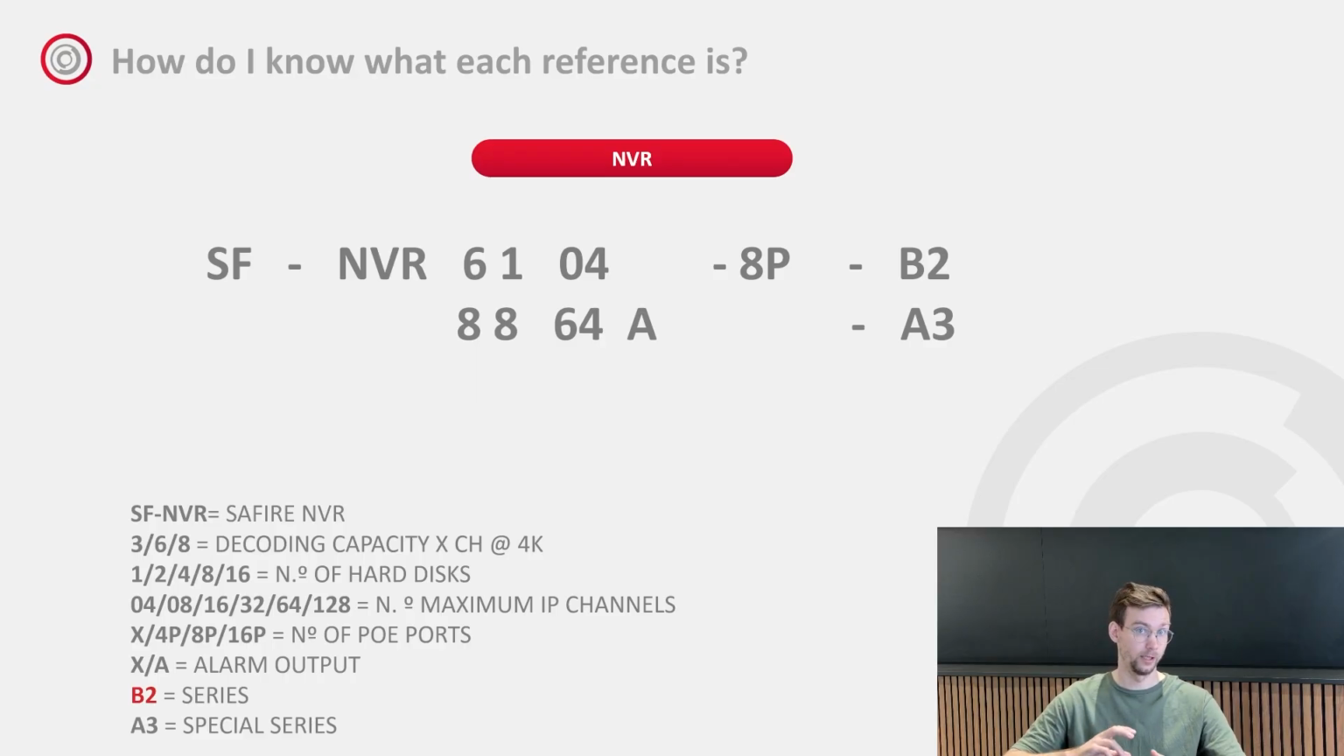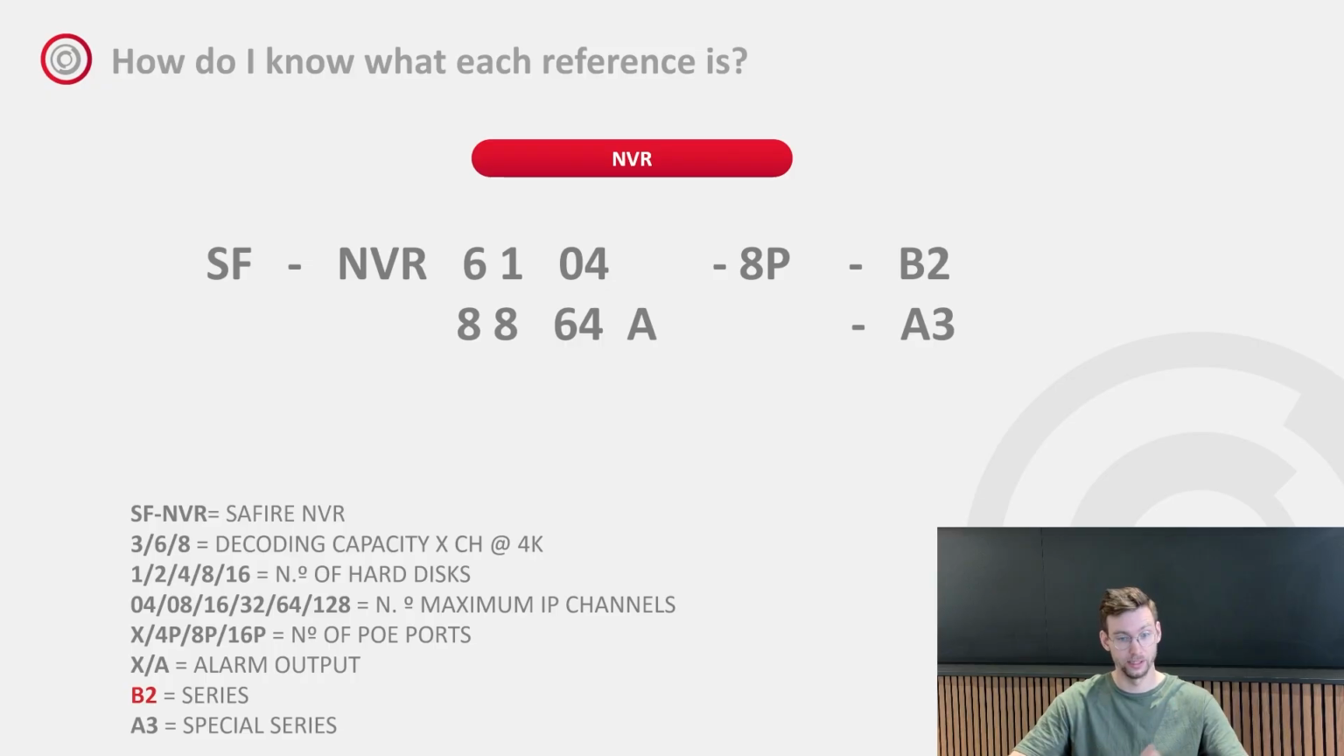Then we have PoE and non-PoE NVRs. If it's 4P, 8P, 16P, this gives you an idea of how many PoE ports you have. Then on the higher end of the NVRs, we also have relays or alarm outputs. With the X and A, you can check if the NVR has a relay and how many relays it has. And then we have the series at the very end.